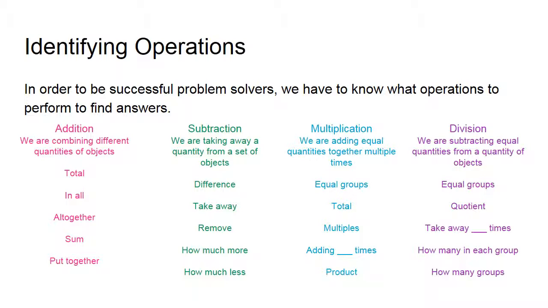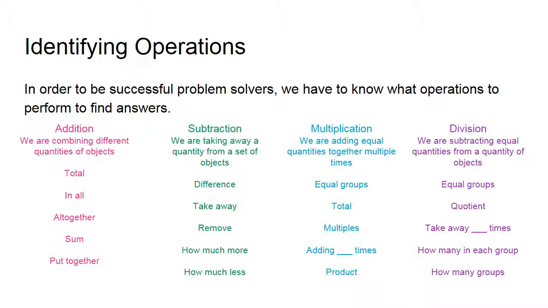Multiplication is when we're adding equal quantities together multiple times. The signals for multiplication versus addition would be when you see things like equal groups, talking about multiples, a total, adding something blank times, and of course, the product.